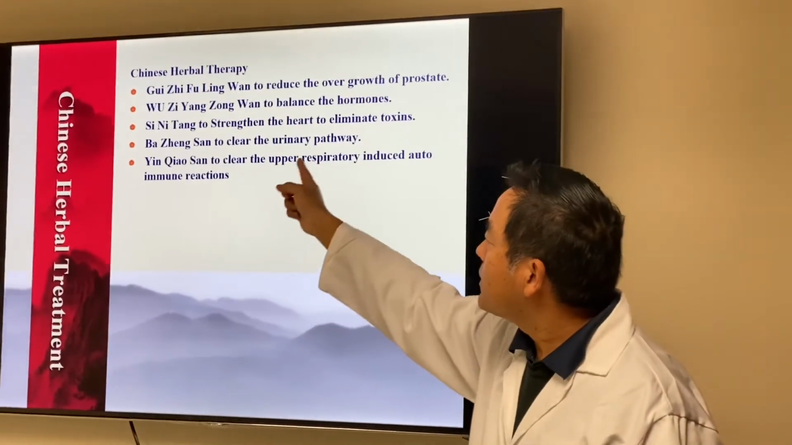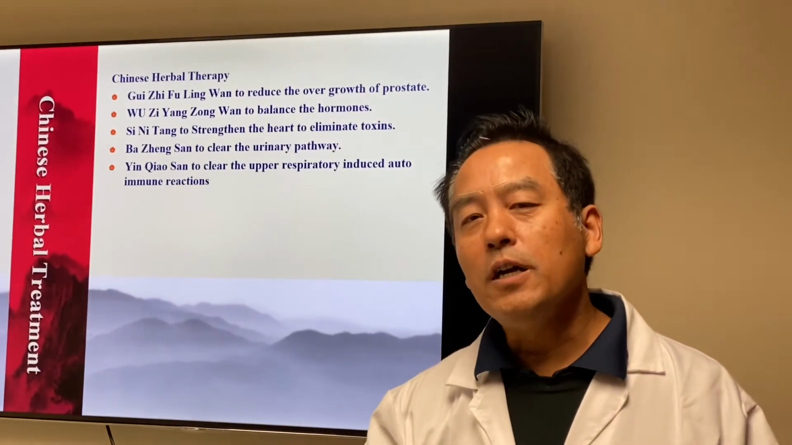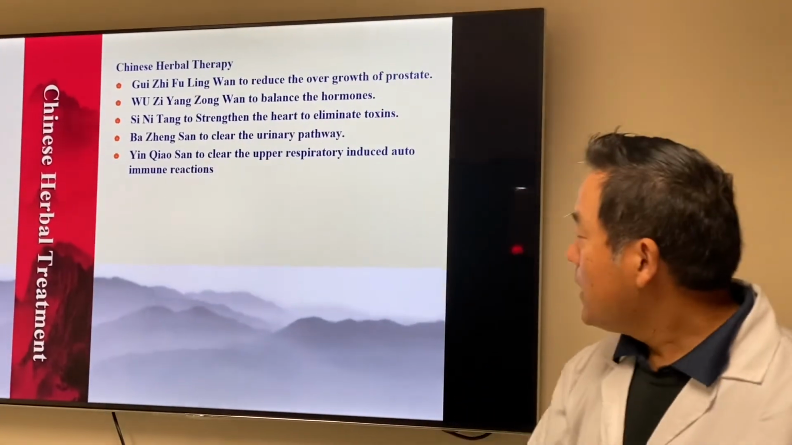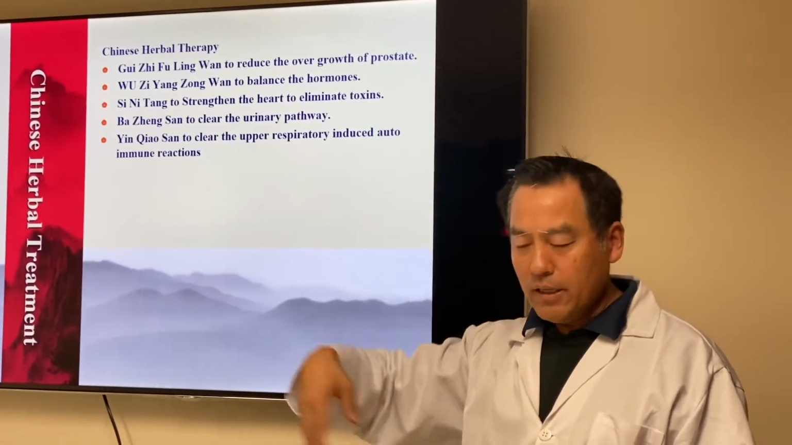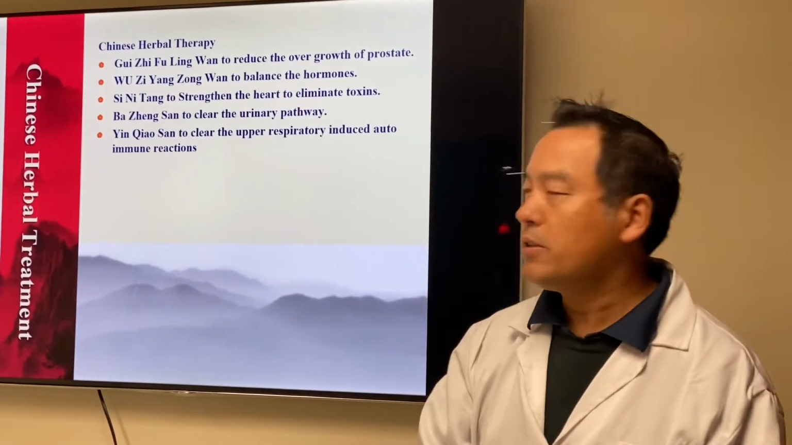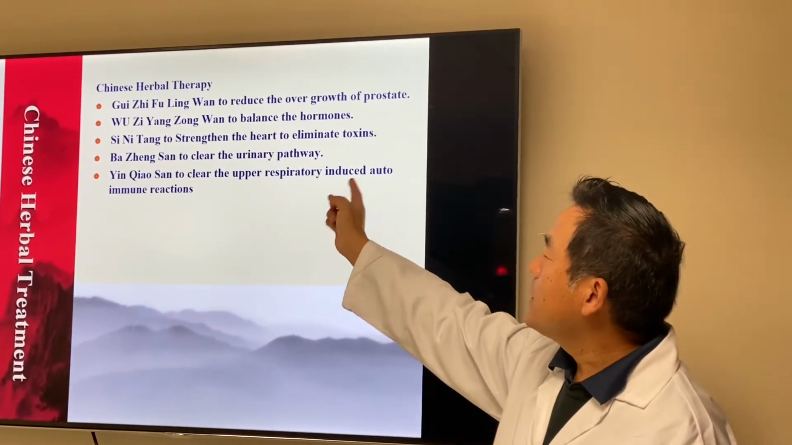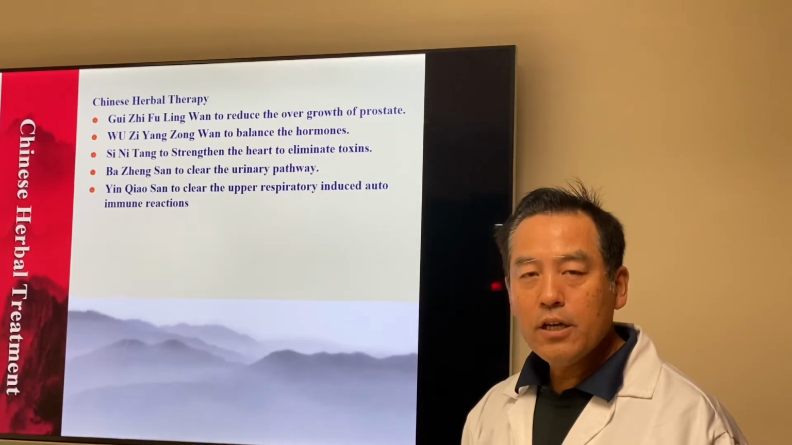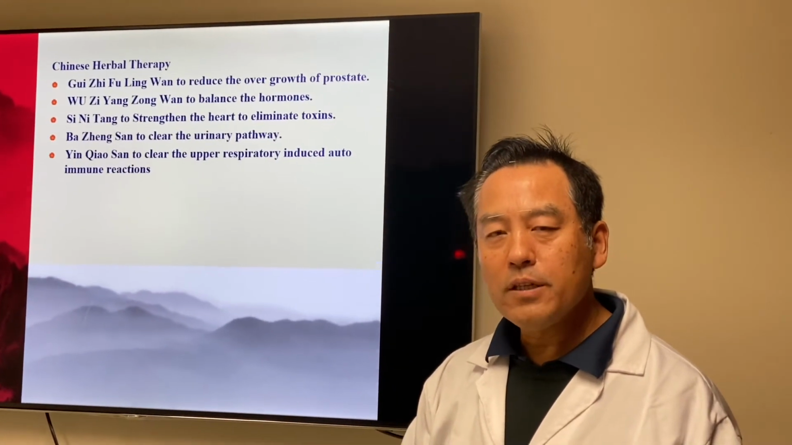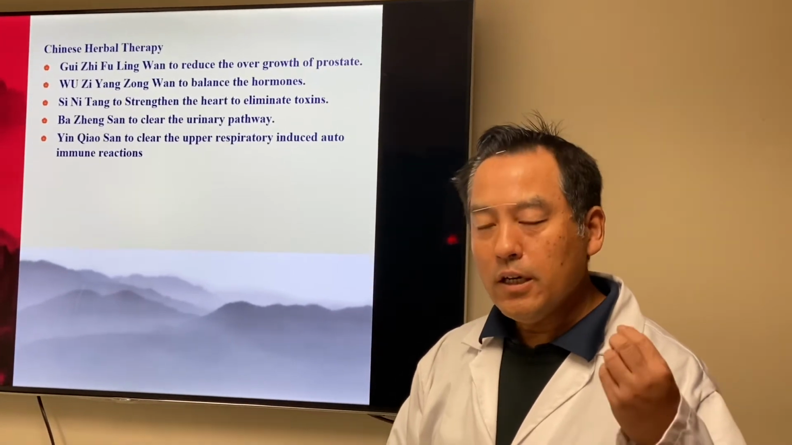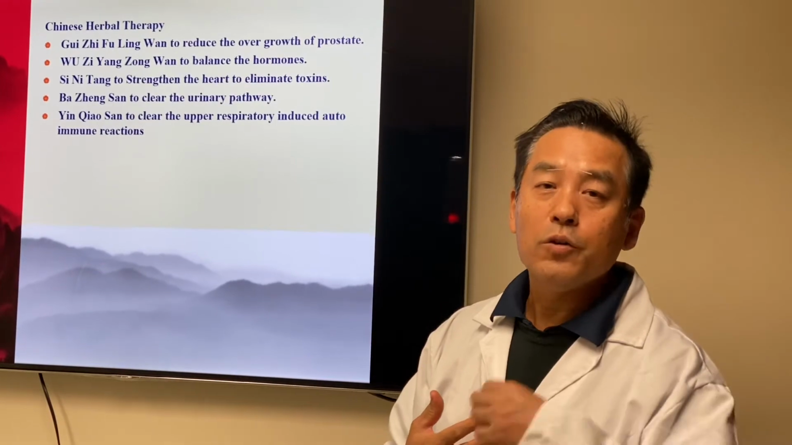Ba Zheng San to clear the urinary pathway. For any kind of irritation in the urinary system, you should use Ba Zheng San. Yin Qiao San, I like to use Yin Qiao San in my urology practice because it clears upper respiratory induced autoimmune reactions. This is great for any kidney or prostate issues induced by upper respiratory induced autoimmune reactions.